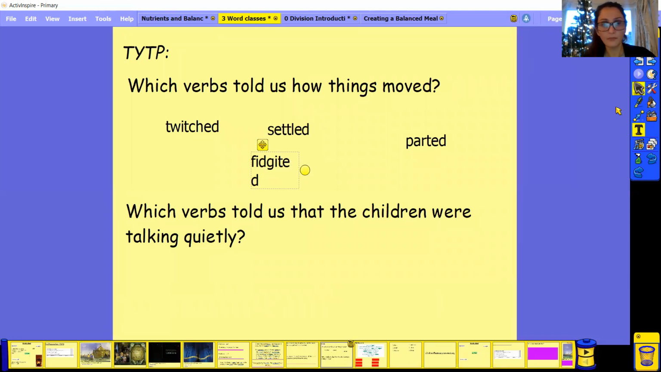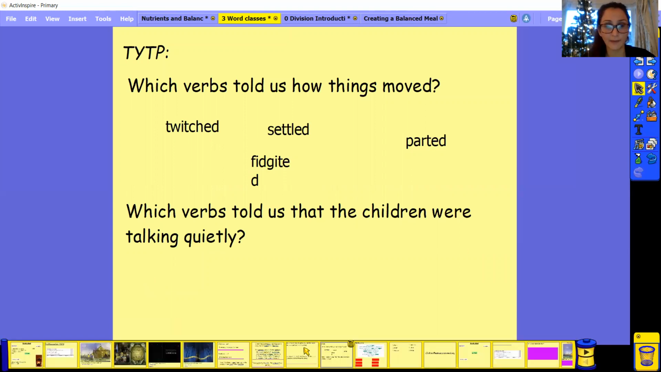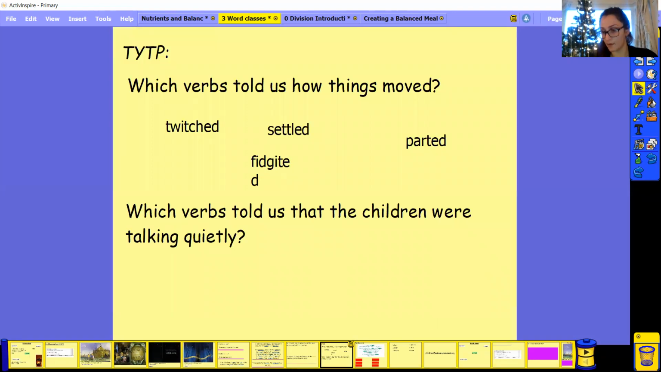So, which verbs tell us how the children were talking quietly? The one that comes into my head right at the start was when, at the start, it's not real, hiss Pete, it's only tricks. So the hissing, you wouldn't do it very quietly. So I think the word maybe hissed, and shh now, whispered their brother. Of course, that tells us the word whispered. Obviously, if you're whispering, you have to say it in a very quiet voice. So, well done if you managed to have a go at those ones.